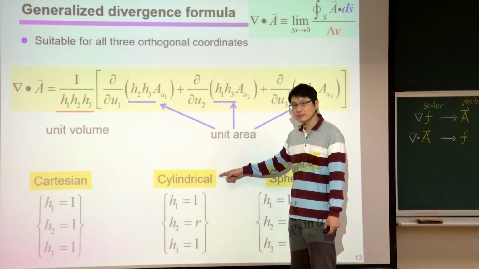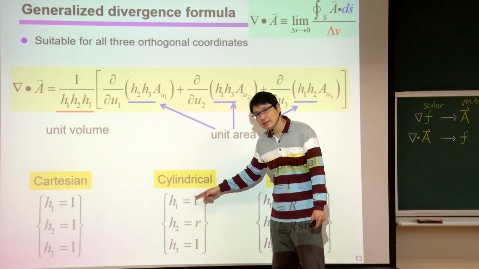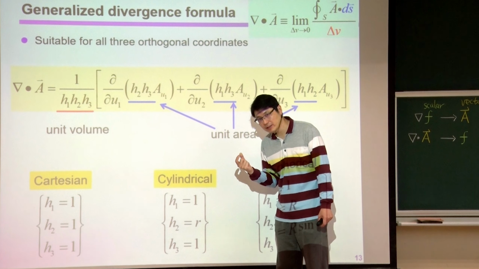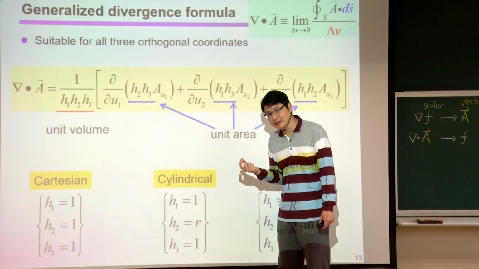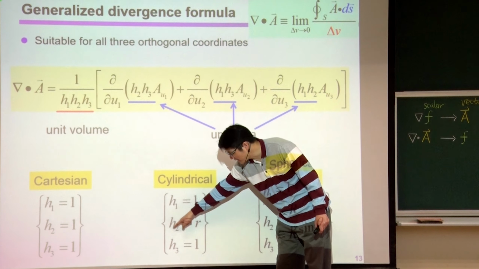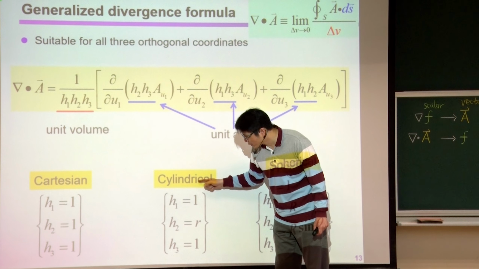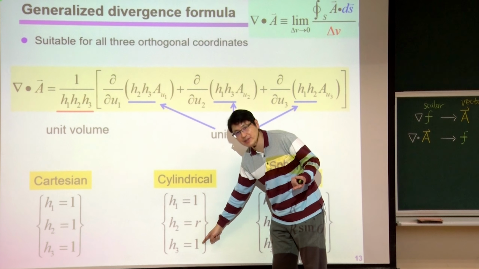Cylindrical coordinate, the differential length is dr. In the phi direction, because phi is an angle, you need to take the arc radius into account. So it's r d phi. So this h2 is your radius. Cylindrical coordinate, the third direction is z, so the differential length is just dz.